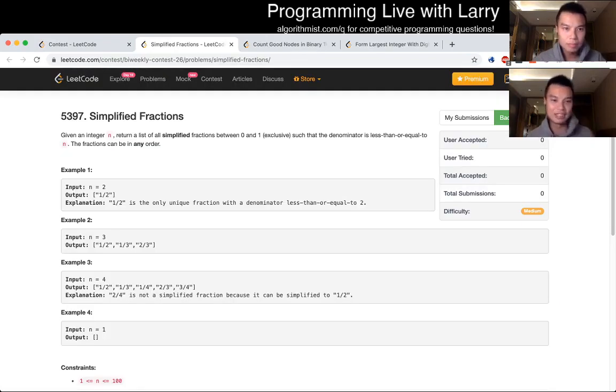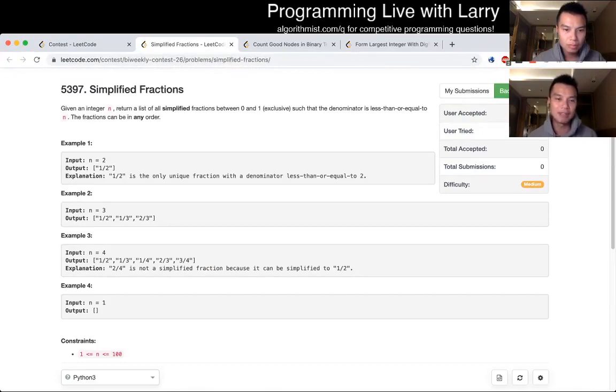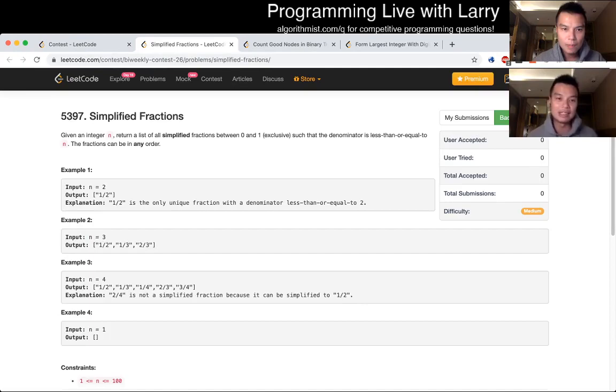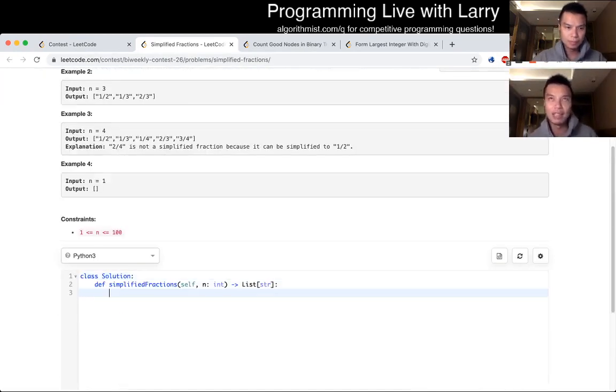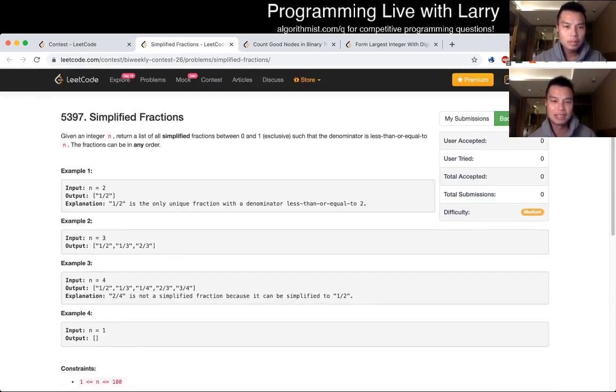Q2, simplified fractions. So this one you just have to generate, or have a way to generate, all the simplified fractions. The key thing to note is that a fraction is simplified if they don't have a common divisor. So basically, you just use the GCD function to check that, and because n is at most 100, you could generate all 100 squared pairs, or 100 choose 2 pairs, if you will. And then just make sure that the GCD is 1 and the numerator is smaller than the denominator, and then that's it.